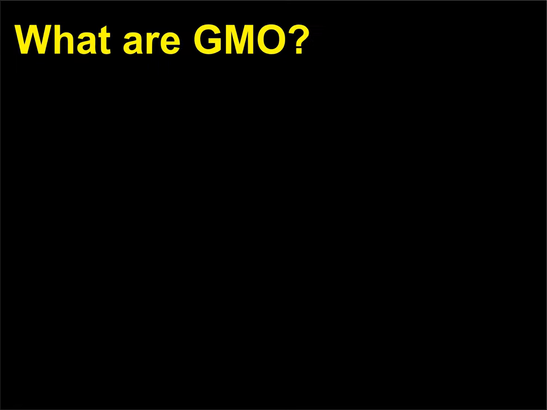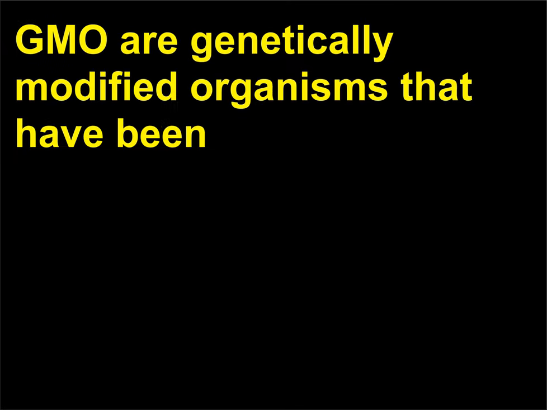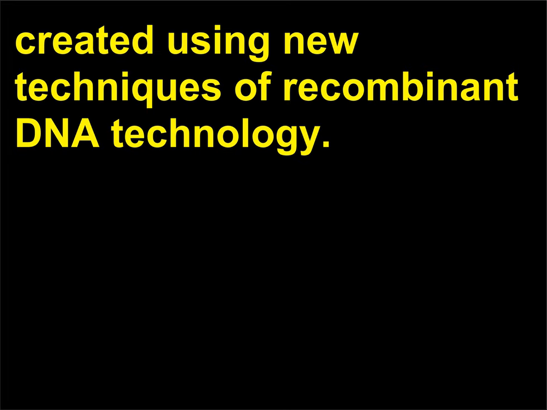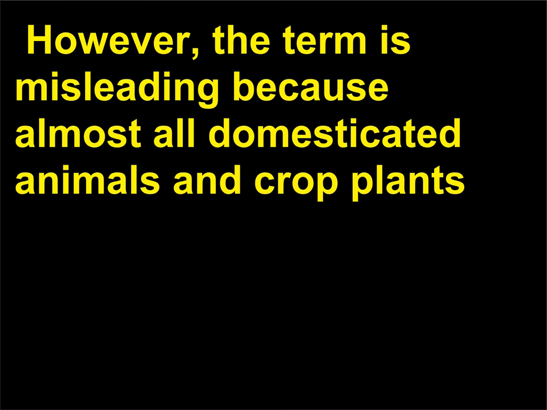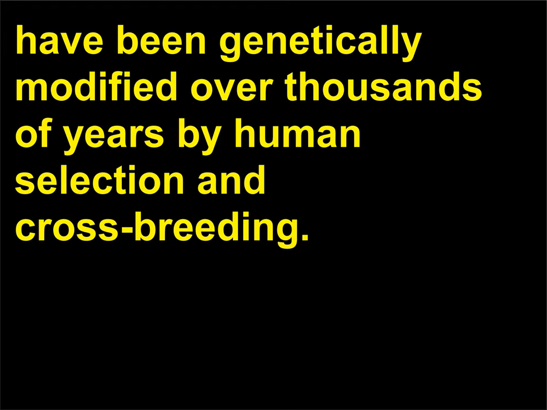What are GMO? GMO are genetically modified organisms that have been created using new techniques of recombinant DNA technology. However, the term is misleading because almost all domesticated animals and crop plants have been genetically modified over thousands of years by human selection and crossbreeding.